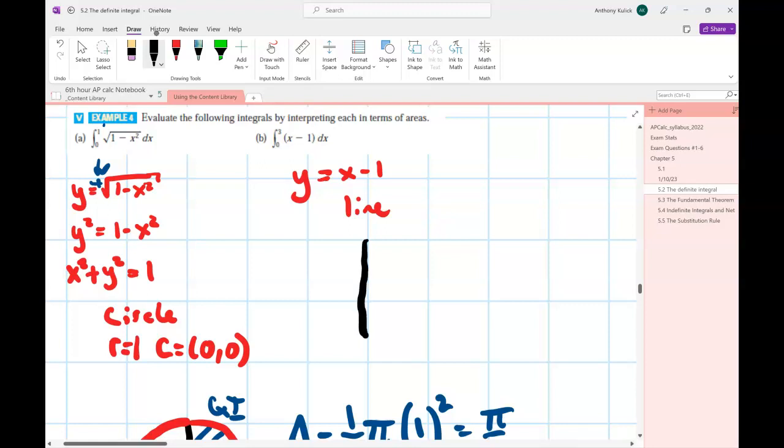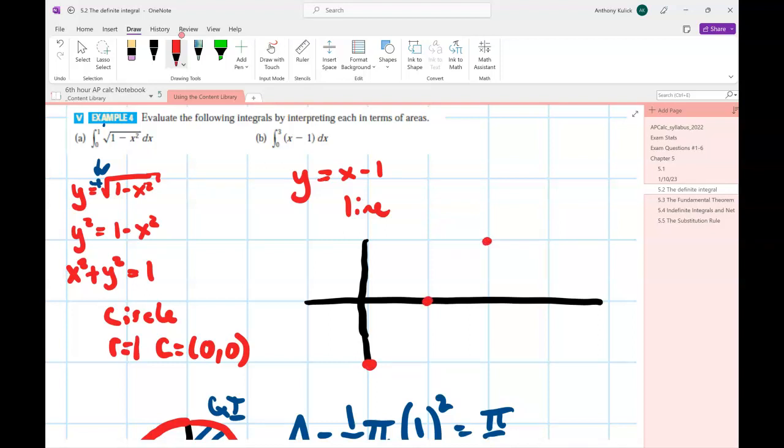So if I draw my graph here, at 0, we're at -1. At 1, we're at 0. At 2, we're at 1. And at 3, we're at 2. So this is my function. So going from 3 to 0, we have these two triangles, right?